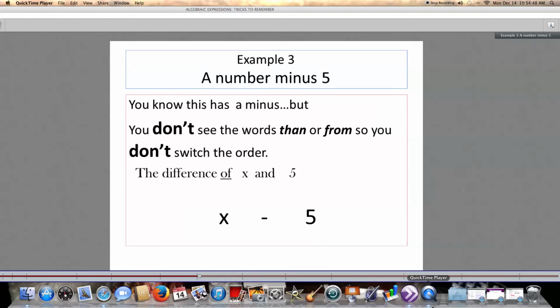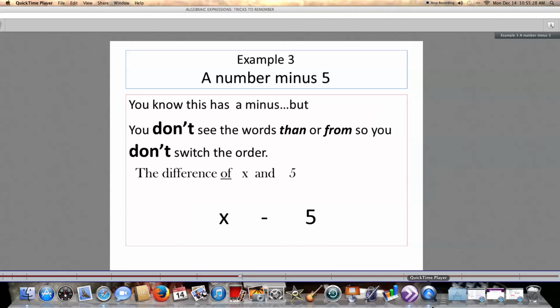A number minus 5. Well, you know it's subtracting, but you don't see the words than or from. And since you don't see the words than or from, you're not going to switch the order. You're going to write it exactly like it is in the sentence. So what we've been through is that whenever you see a sentence that's written out and you know you're dealing with subtraction, you're going to memorize that the words than or from mean switch the order.